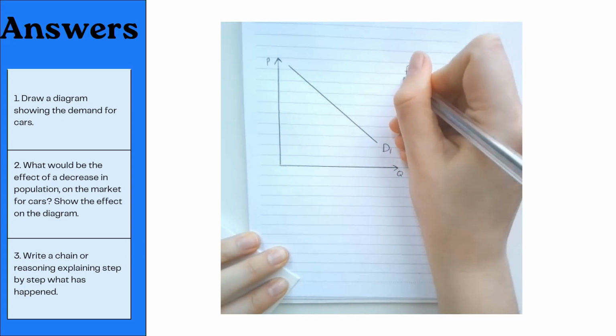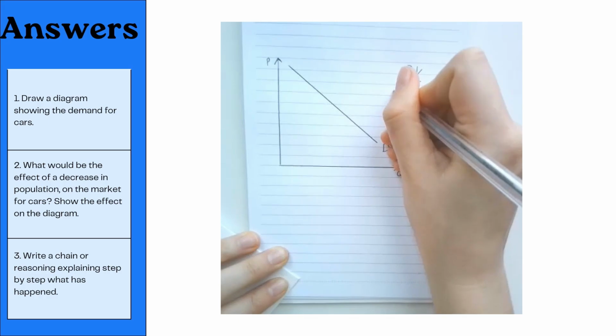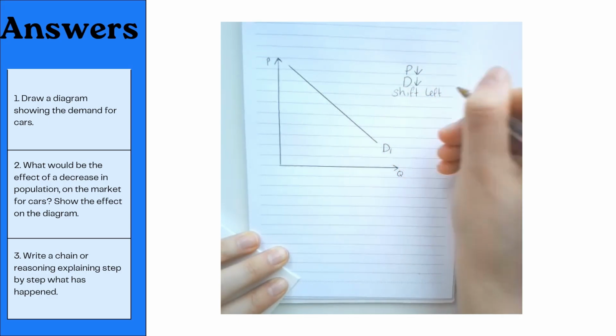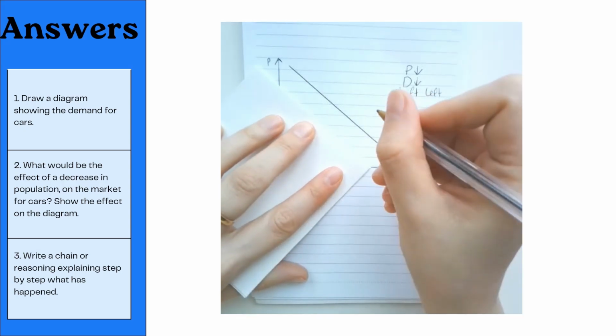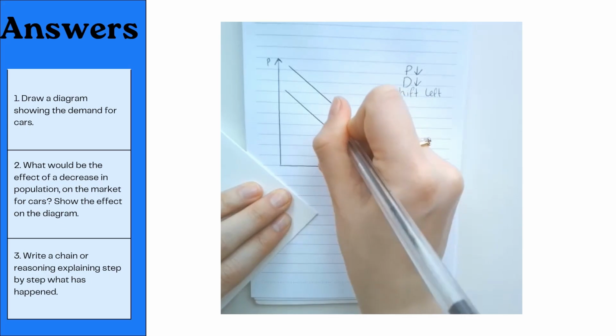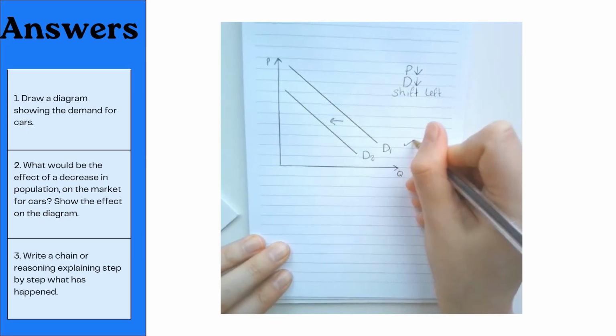If the population falls, there'll be fewer people to sell to, and so demand will fall. We're going to show that as a shift to the left because quantity is measured on that x-axis. So we're drawing our D2 curve and showing a shift to the left.